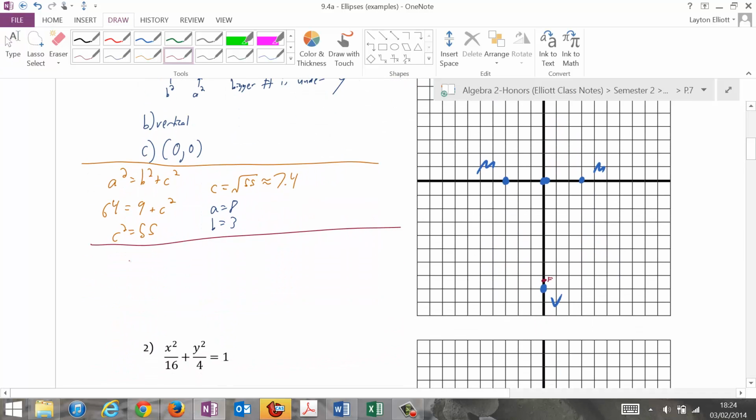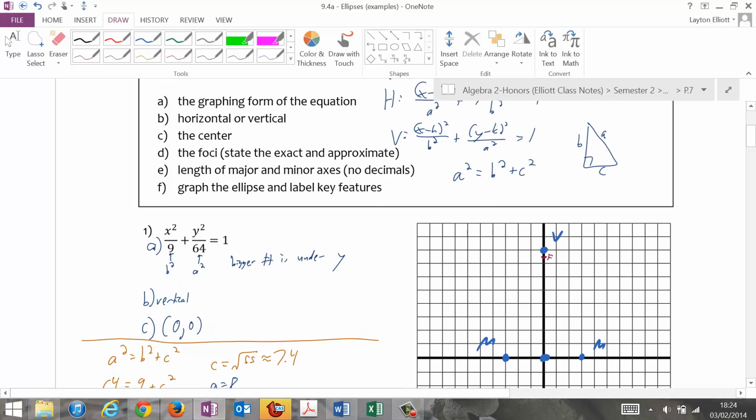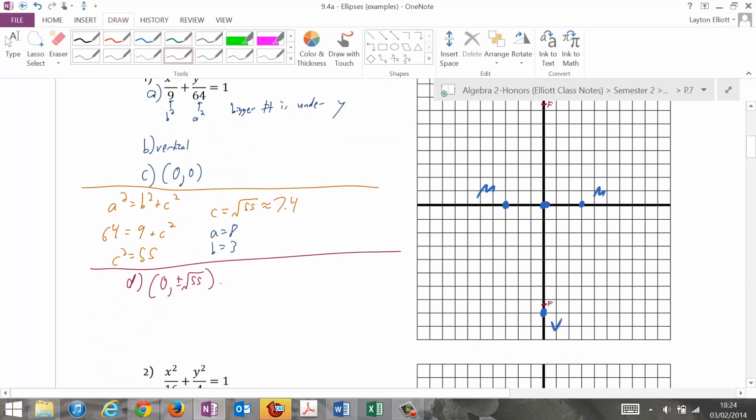So D, the foci coordinates, those are 0 and up radical 55 and down radical 55. So I'm going to put 0 plus or minus radical 55. It wants the exact and the approximate, so I'm going to put also 0 plus or minus 7.4.